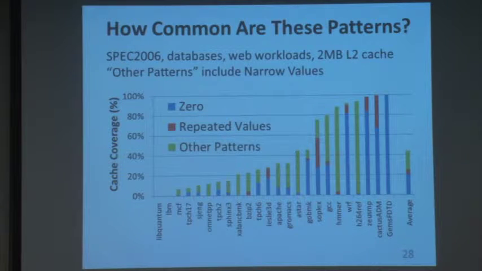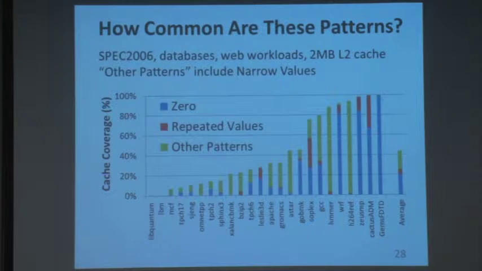There were questions before about how common all these patterns are. So we did a very simple experiment. We take an L2 cache and a lot of different applications, databases, web workloads, and we use a snapshot-based approach. We periodically stop the execution, take a snapshot of the whole cache, and look at how many cache lines can be represented with all these different patterns. What we found is that there are applications that have a lot of zeros, and there are ones that do not, but there are clearly a lot of opportunities there. There are a lot of different patterns that you can have. So 43% on average.